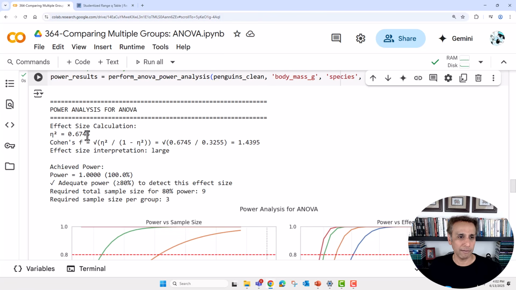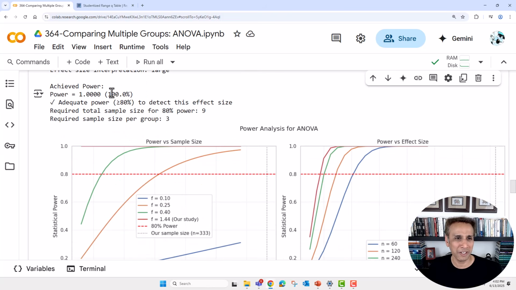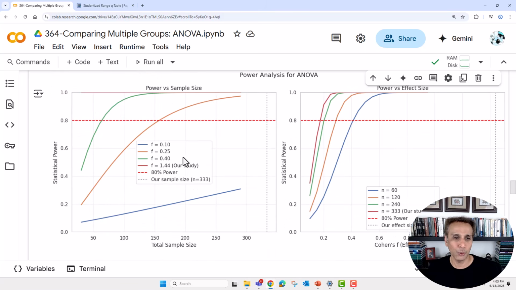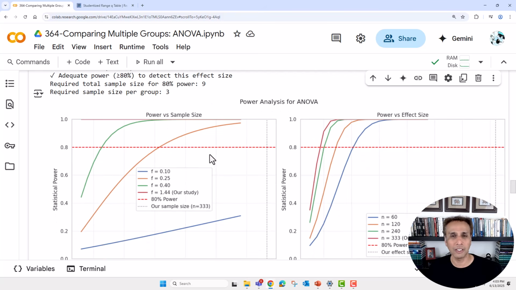Eta squared 0.6745, we manually calculated. I should have printed the manual one also here. And we achieved 100% power apparently, greater than 80% to detect this effect size, and the required total sample size for that is only 9. The required sample size per group is 3, but we have a lot more than that, right? So that's why we got near 100% power. If you have no clue what I talked about, you have to watch my video on t-test 2 videos ago, where I talked about this power analysis to some extent. Okay, so the 80% power line is right there.